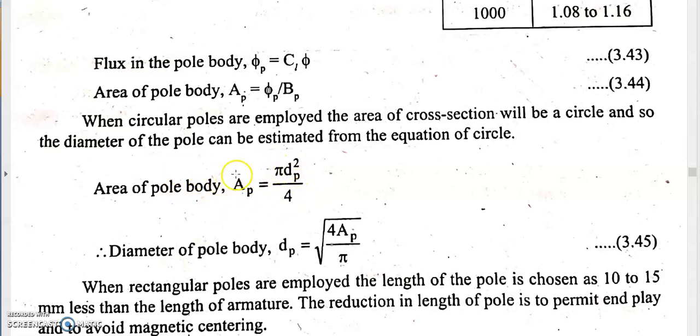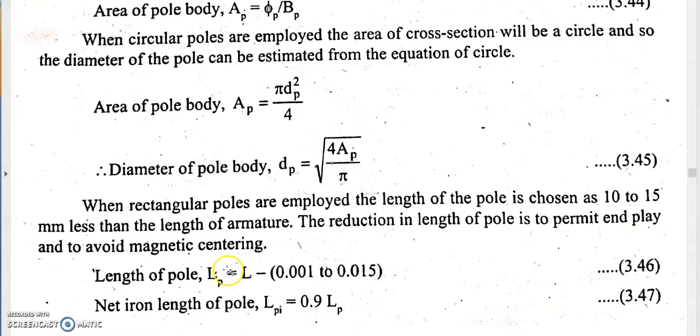Already we have calculated this AP from this formula. Calculating the area of the pole body is common for both circular pole and rectangular pole. Then to calculate the diameter in case of a circular pole, from this area formula, dp is the square root of 4 into AP divided by pi, which gives the diameter of the pole body. Suppose it is a rectangular cross section, we have to calculate the length of the pole as well as the width of the pole.